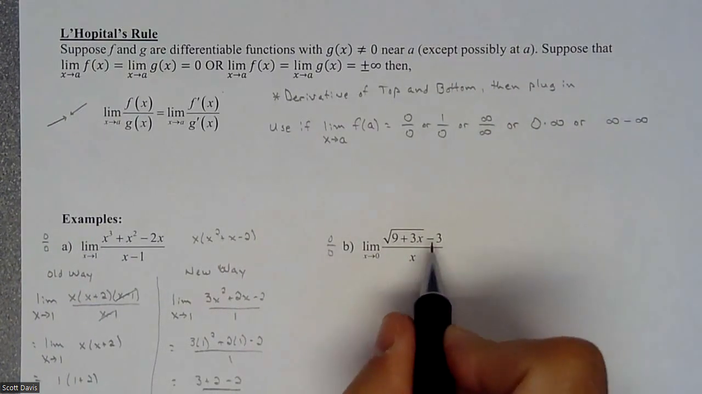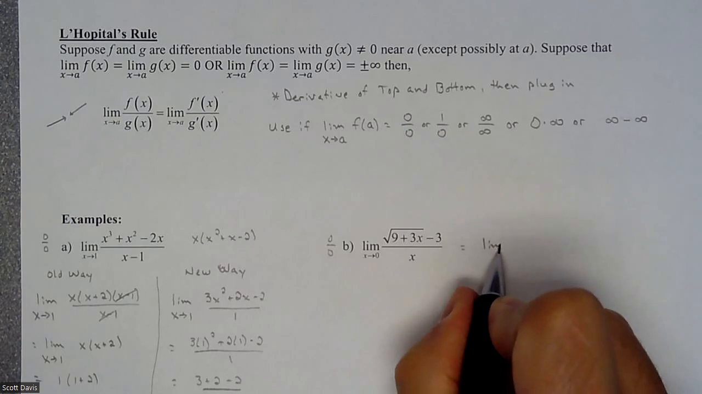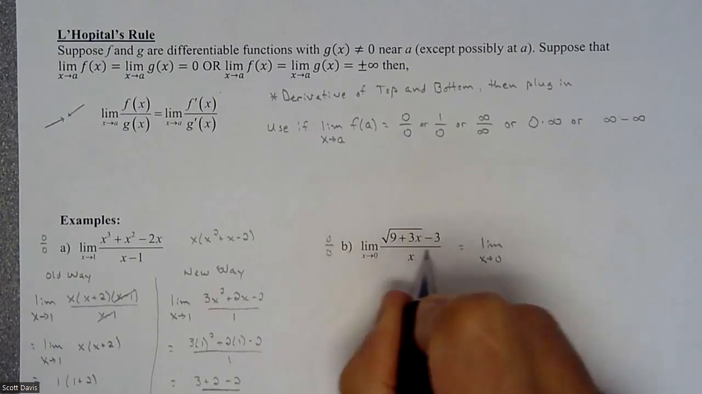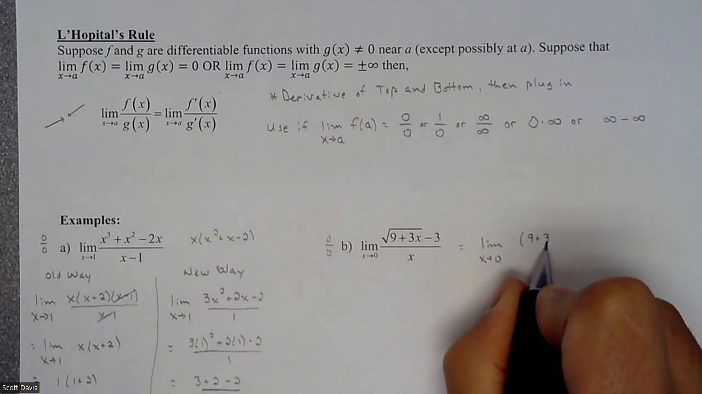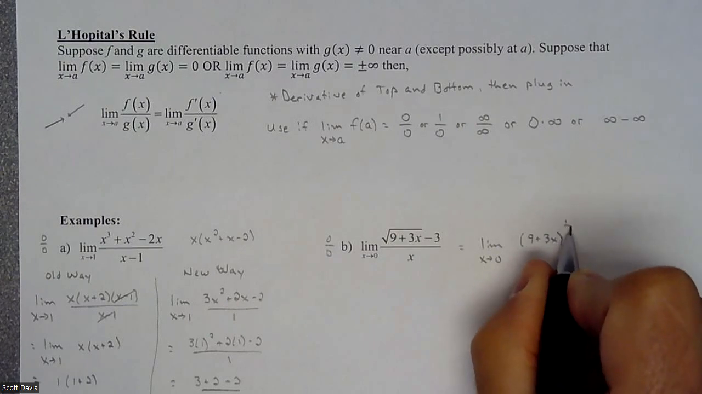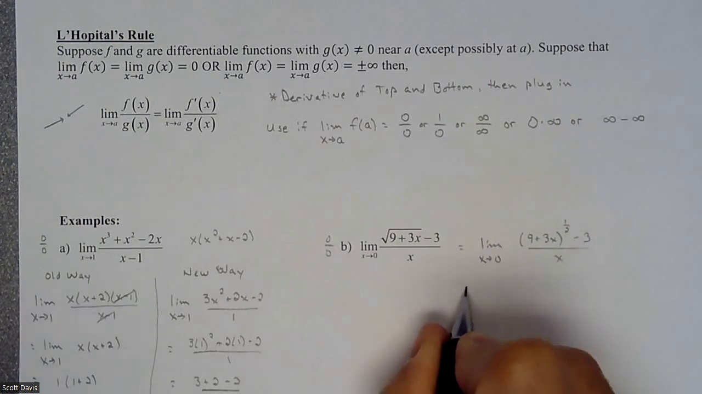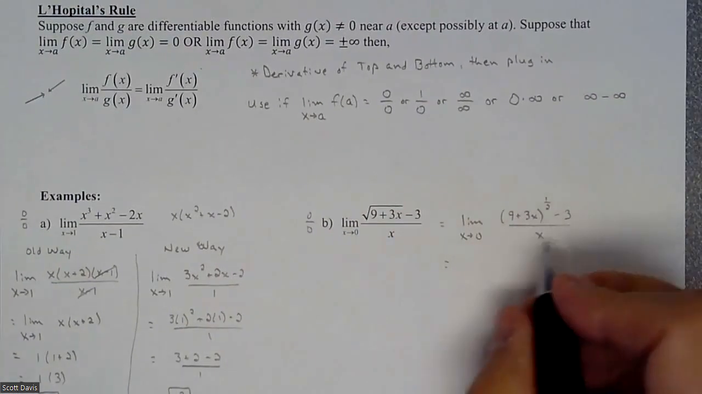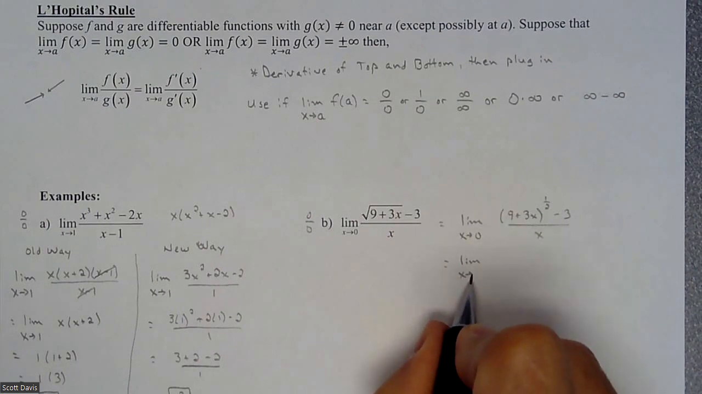So I don't have to multiply by a conjugate. What I can do instead is take the limit as x approaches 0 of the derivative. I'm going to get it ready to do the derivative. Okay, so I rewrote it so I can do my derivative. So I'm going to do the derivative of this and still be doing a limit.